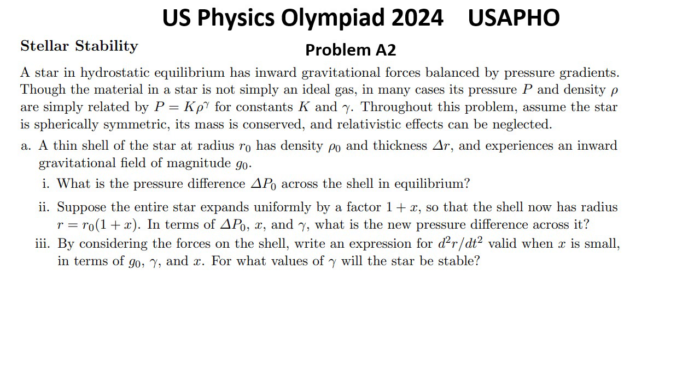Part 3. By considering the forces on the shell, write an expression for the second derivative of r with respect to t, valid when x is small, in terms of g0, γ, and x. For what values of γ will the star be stable?